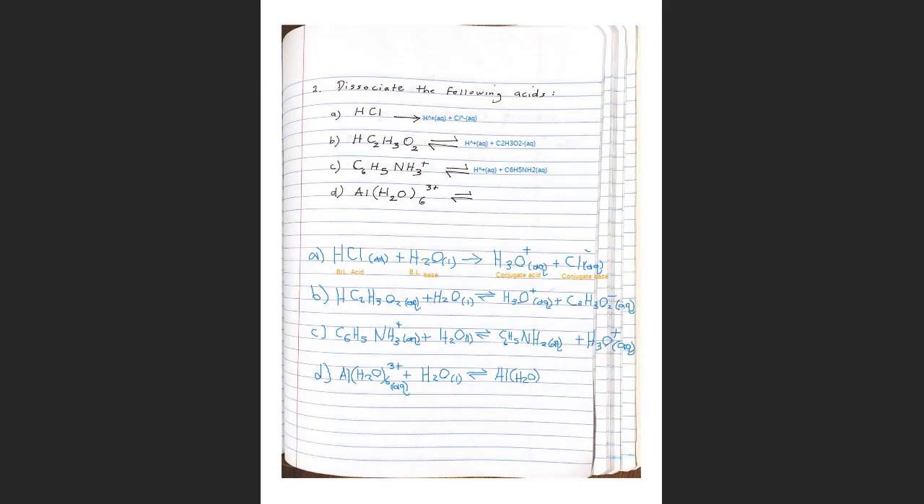Sometimes they like to go ahead and have you put it in brackets and then put the charge outside of it, 2 plus. And then plus, of course, H3O plus. Interesting. That's a tricky one there.